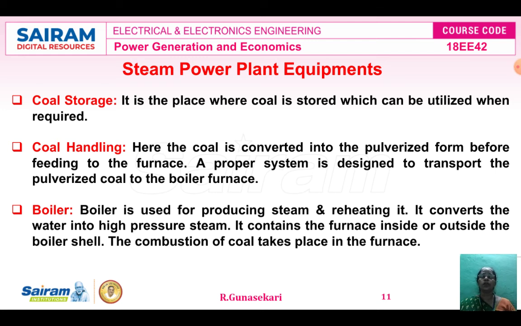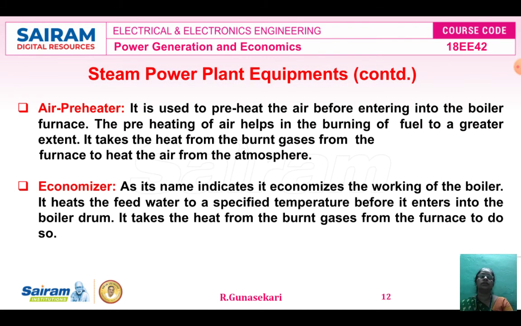The third equipment is the boiler. The boiler is used for producing the steam energy and reheating the steam. The boiler converts the water into high pressure steam, that is steam energy. It contains the furnace inside or outside the boiler shell only. The combustion of the coal takes place in the furnace of the boiler.